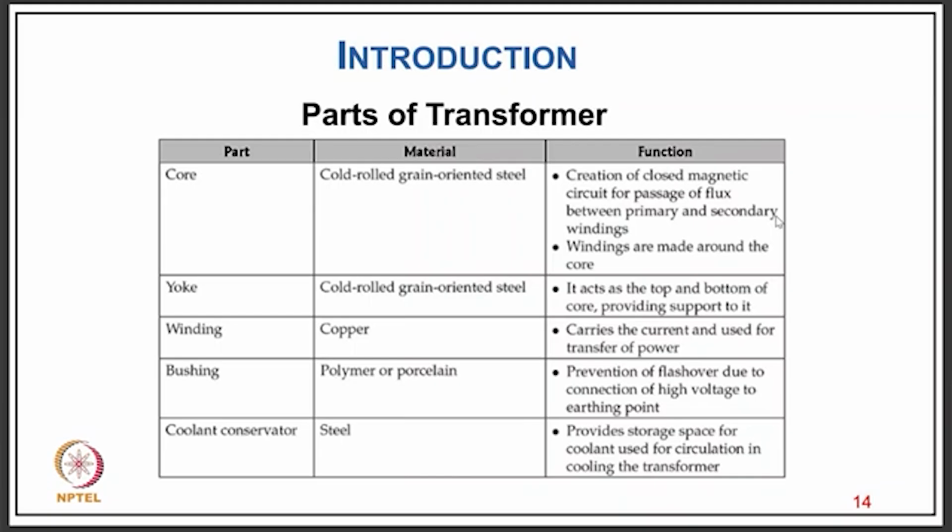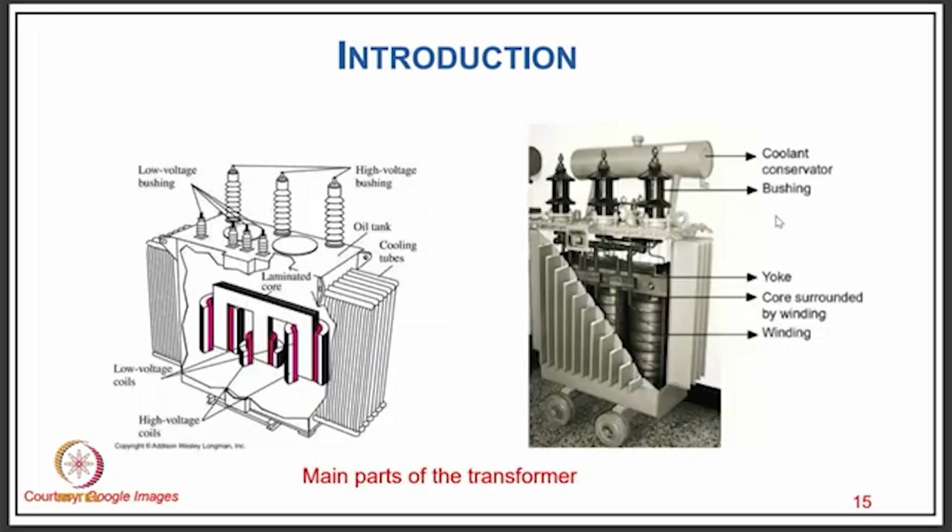Similarly, of course, we have a winding. Normally, we use copper, but in low rating transformers, especially distribution transformers, the government has a restriction to use only aluminum conductors in place of copper conductors, because of one major reason, the cost. Then of course the bushing, which is made from polymer and porcelain, and the coolant, which is made of steel.